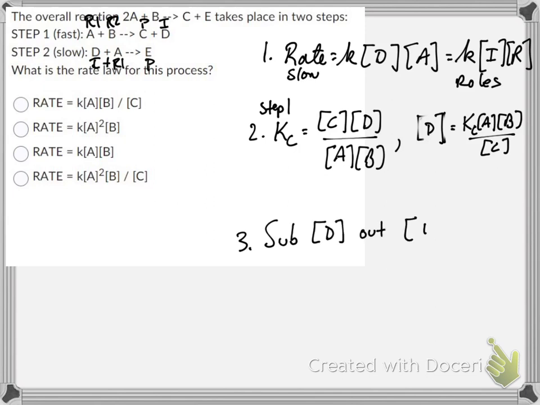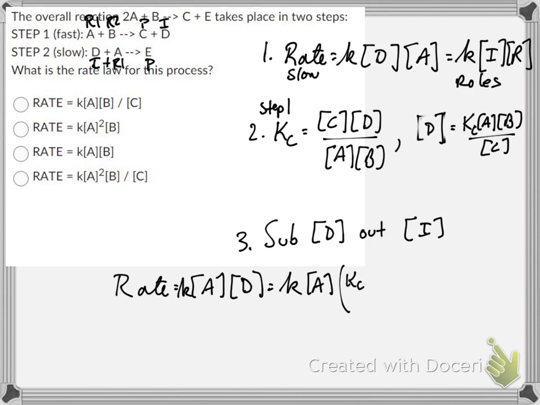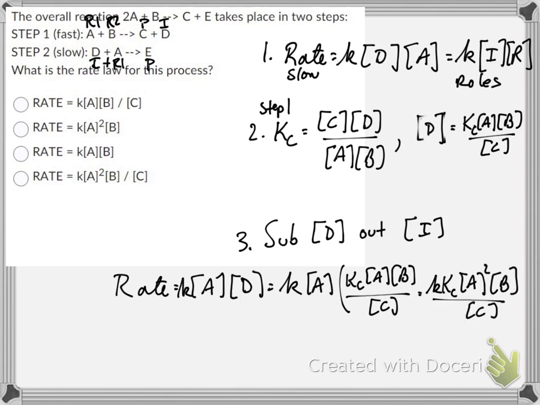So we want to substitute out for D, the intermediate. So we get the rate law, which was A times D. That was our slow step, but now we want to substitute for it. We put in everything that the concentration of D equals, and we combine terms, and we get A squared times B divided by C.